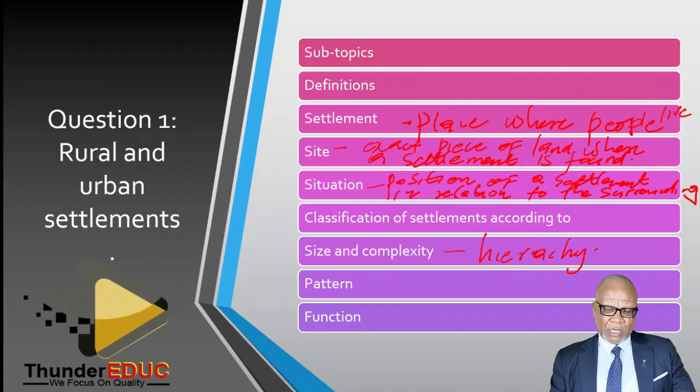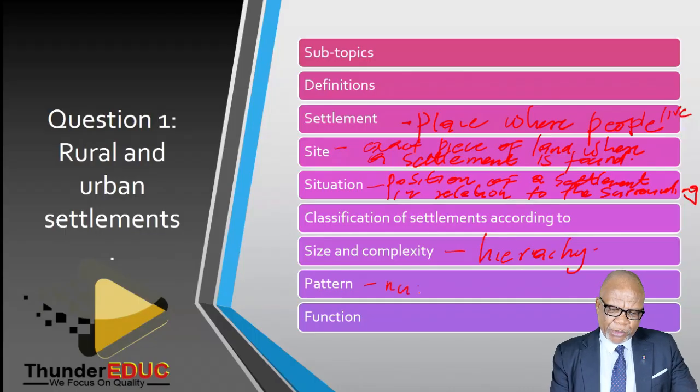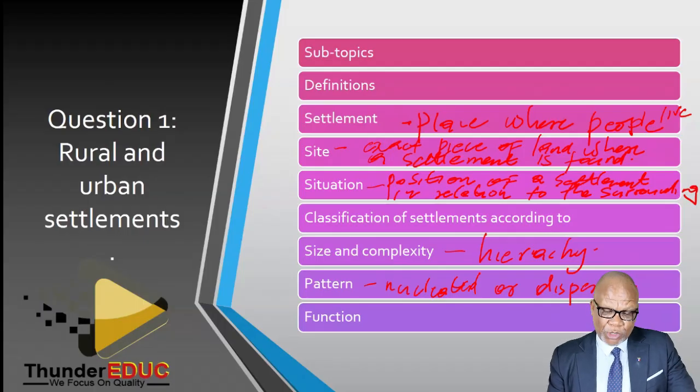You can classify settlement according to pattern. You can classify settlement according to function. So what is a pattern of settlement? By pattern, we're simply looking at the buildings. Are they closer to each other or are they far from each other? So we're saying a pattern is nucleated when the buildings are closer to each other, or it is dispersed when buildings are far from each other. Here examples will be either nucleated or dispersed. So this is classification of settlement according to pattern.